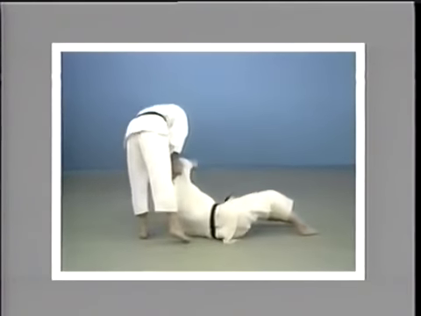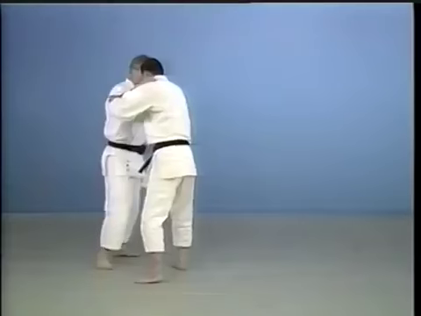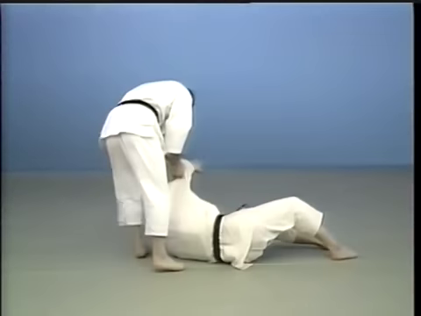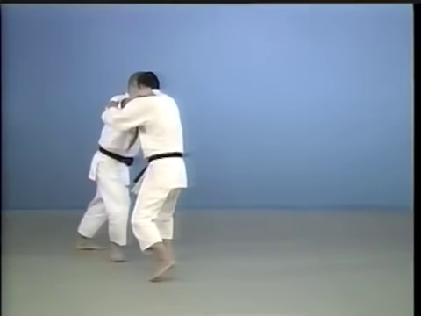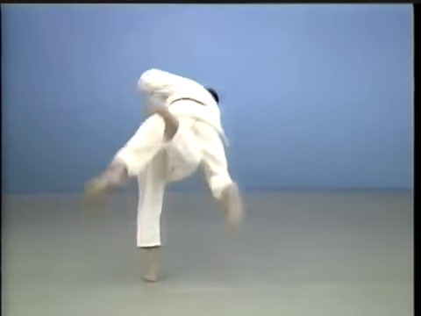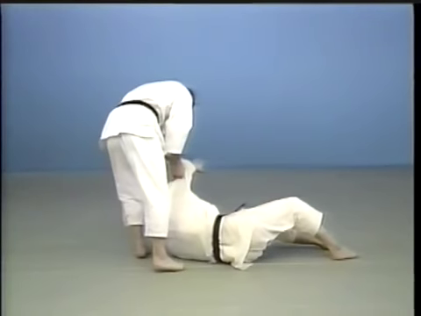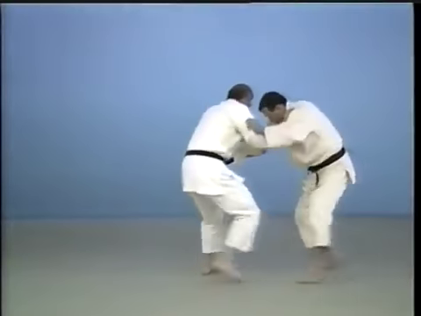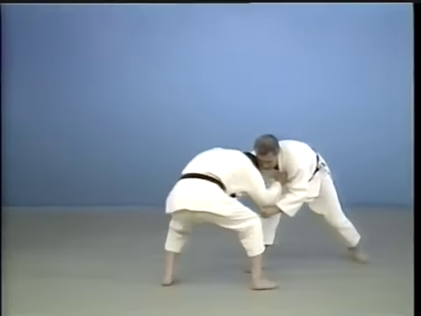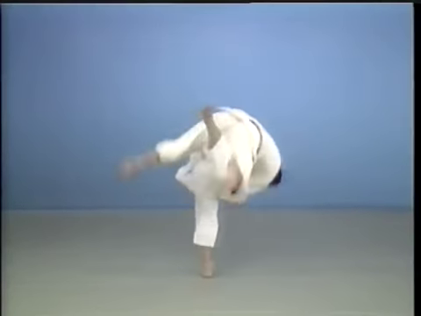Uchimata. Here you jump in to make your throw the moment your opponent withdraws his foot and touches the mat. Pull your opponent forward to make him assume jigotai, or a self-defense position, then jump in and apply uchimata just as he raises himself.